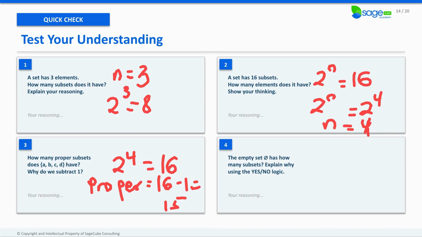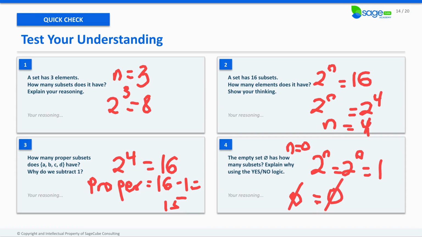And the last one: the empty set has how many subsets? Explain why. Use the yes or no logic. The empty set. So the empty set has no element in there. So our n equals 0. So 2 exponent n will be 2 exponent 0, and that's 1. Yes. So the only subset of the empty set is going to be that empty set. So it's going to be just this one.